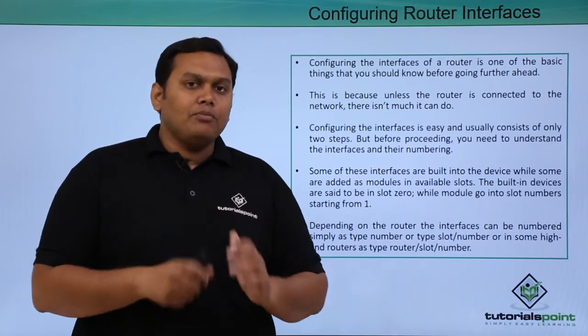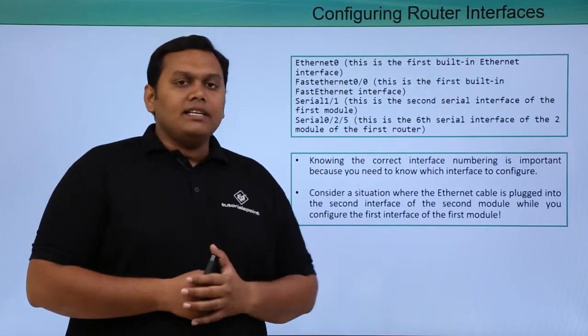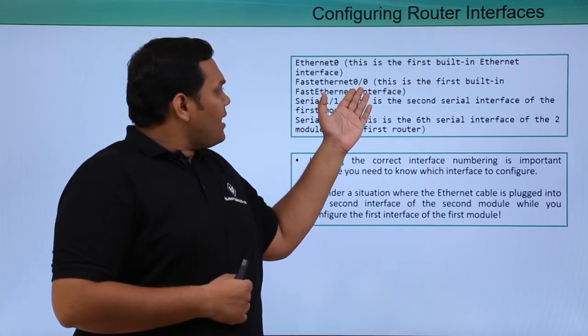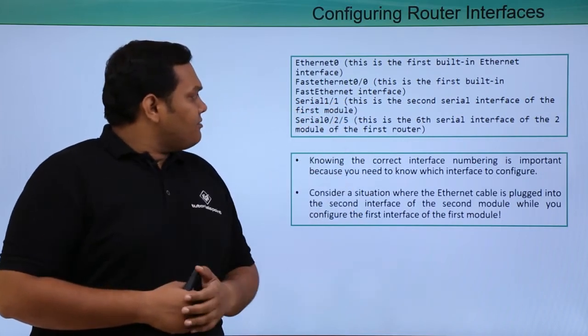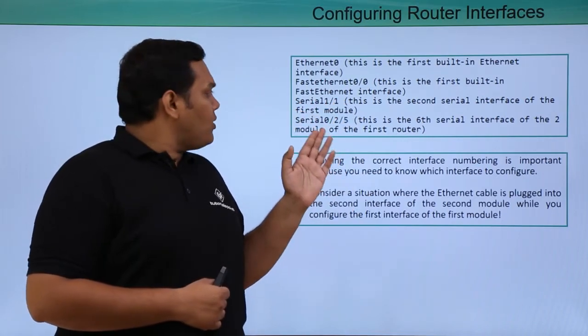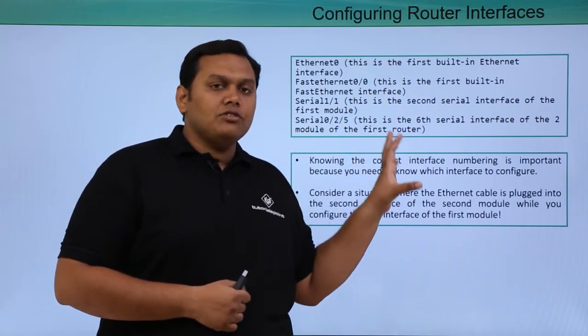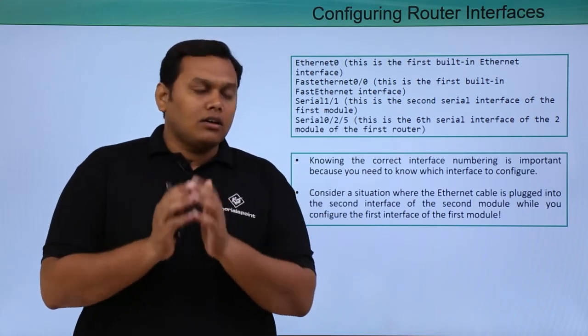We see the example here: Ethernet 0 is the first built-in Ethernet interface, and FastEthernet 0/0 is the first built-in FastEthernet interface. In the same way, Serial 1/1, Serial 0/2/5. These are the series of interfaces available on the router.